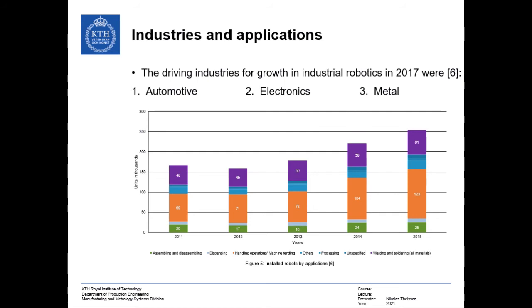The most common application group is handling operations and machine tending, and robots for that purpose can be found across all aforementioned industrial sectors. The second biggest application group is welding and soldering operations, which can be arc welding, spot welding, and laser welding. And the third biggest application group is assembling and disassembling, which ranges from the assembly of mobile phones to heavy-duty trucks and yachts.